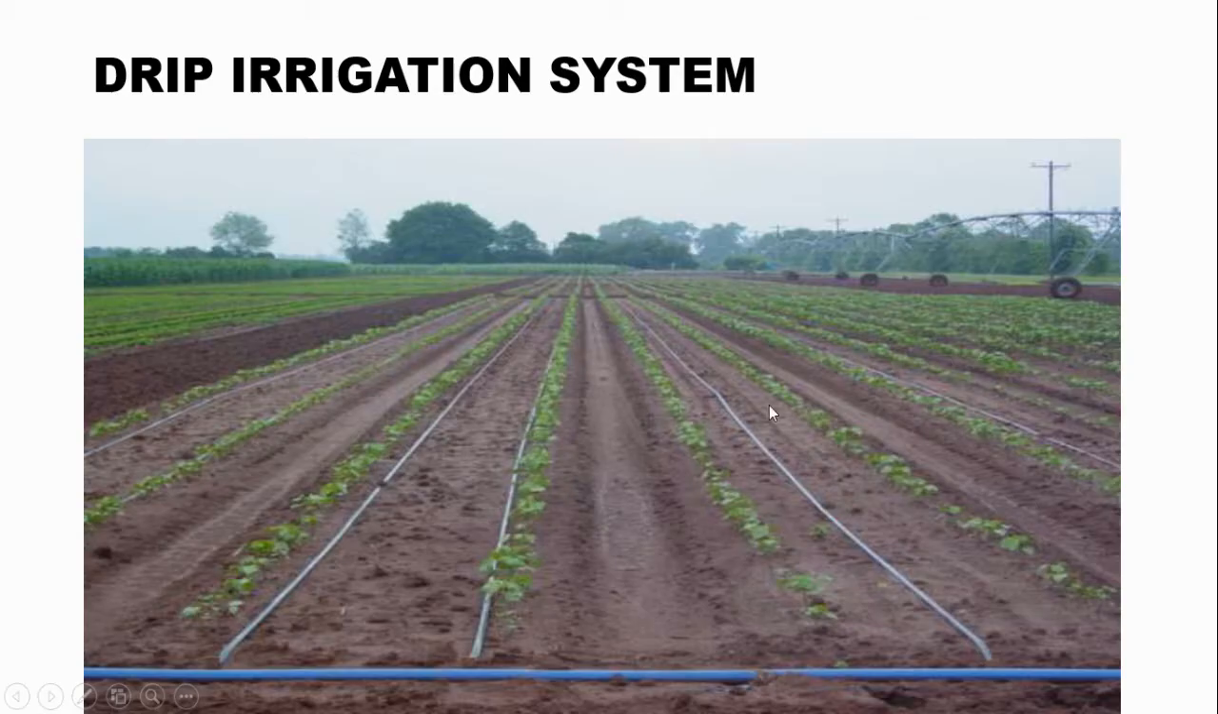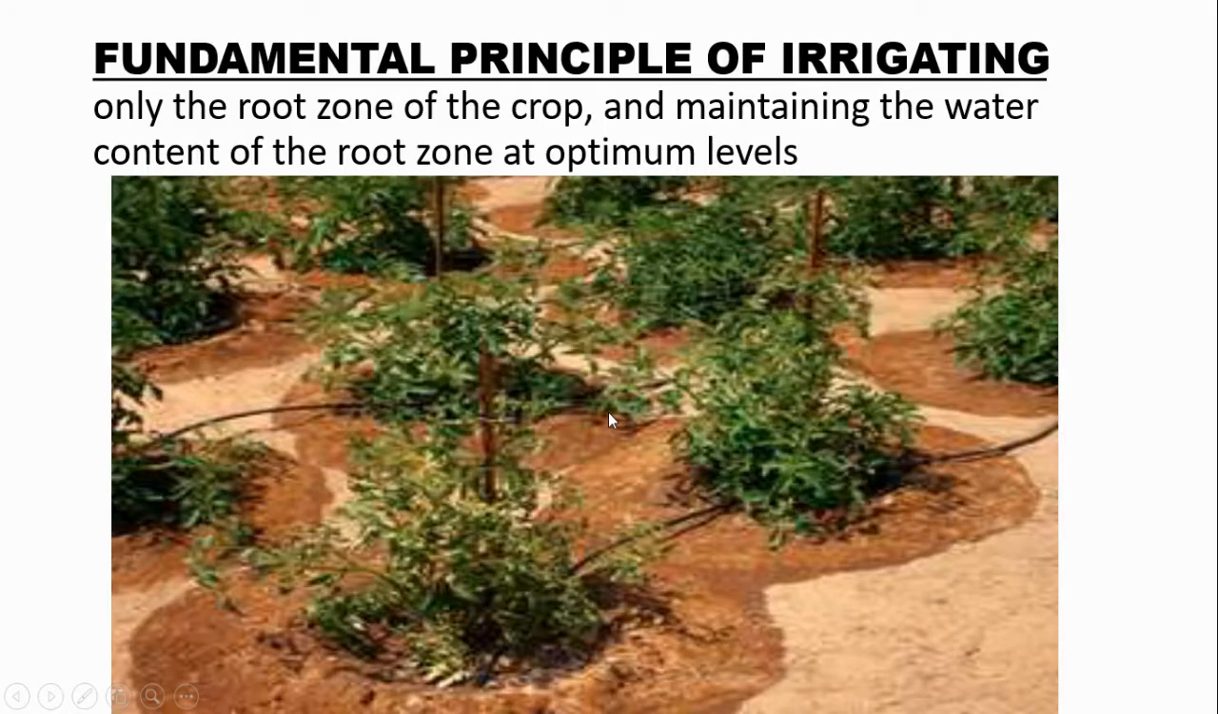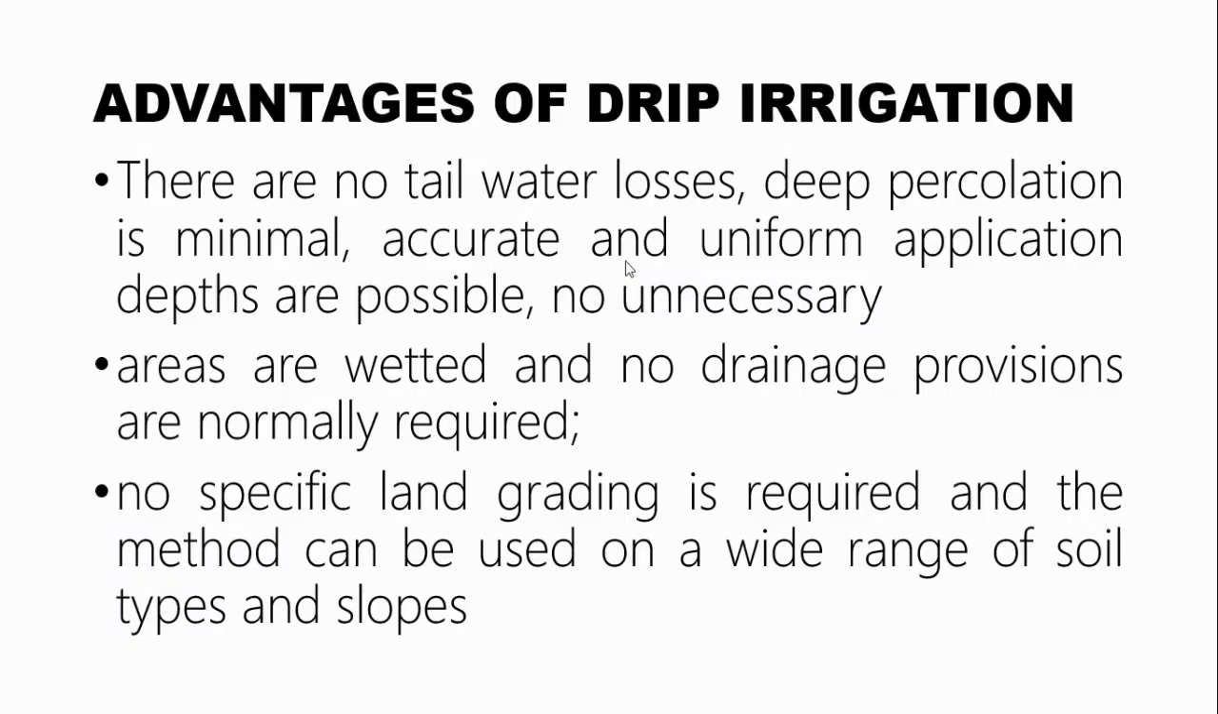So this is a drip irrigation system in a field setup. That is an example. And this particular type is a two-line system. So we are going to look at some of the fundamental principles of irrigating using a drip irrigation system. In drip irrigation system, only the root zone of the crop is irrigated, and the water content of the root zone is maintained at optimum levels.